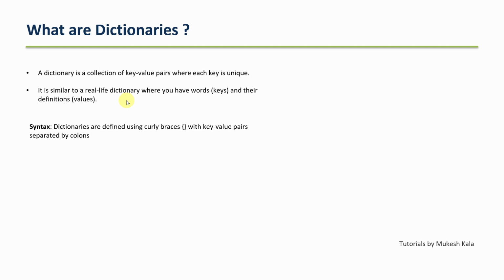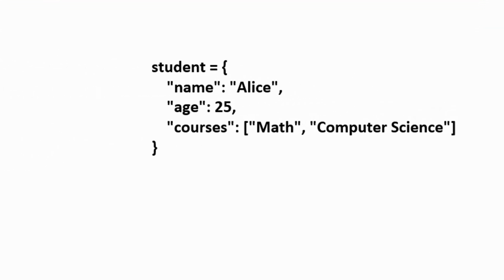If I talk specifically about the syntax, everything has a syntax. Dictionaries are defined using curly braces. The ones you see here are the curly braces, not the square brackets or the normal ones. This is where you have to define the key and the value. And how does a dictionary look like? This is how a dictionary looks like.